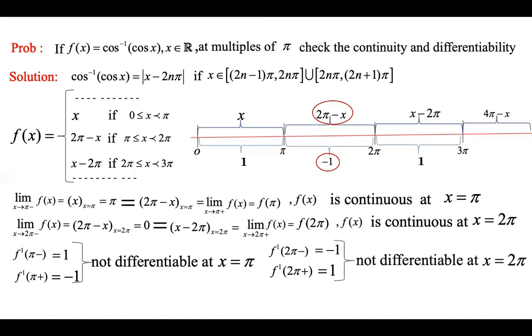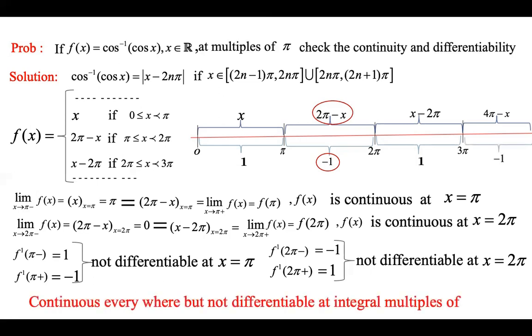So the conclusion is that this function, at all integer multiples of pi, is very well continuous, and continuous everywhere, and not differentiable at integer multiples of pi. This is exactly the behavior of the function cos inverse of cos x. Let us see its geometrical form also, right? Its geometrical structure also. So continuous everywhere, but not differentiable at integral multiples of pi, right?